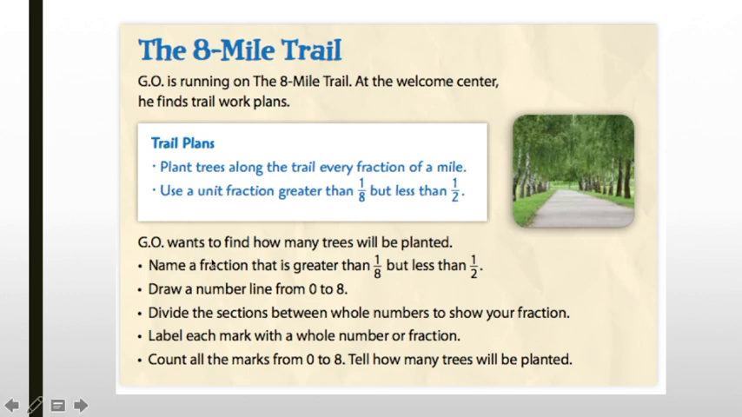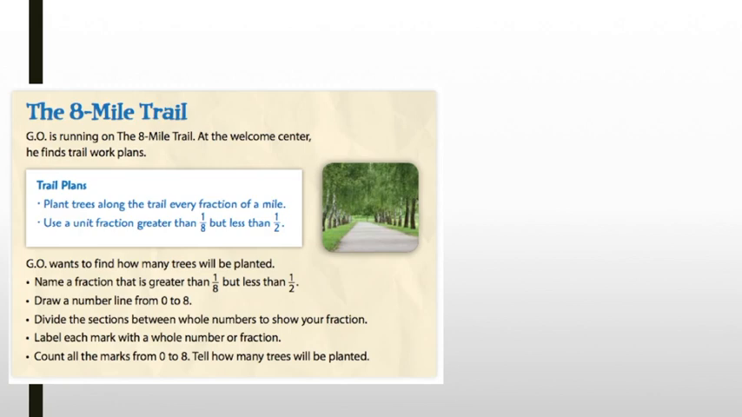Now Geo wants to find how many trees will be planted. It says to name a fraction that is greater than 1/8 but less than 1/2. We then are going to need to draw a number line from 0 to 8. Divide the sections between whole numbers to show your fraction, and then we're going to label each of those marks with a whole number or a fraction. And then last, we need to count all of the marks from 0 to 8 to figure out how many trees Geo is going to need to plant. So we're going to take a look at how Geo solved the problem.